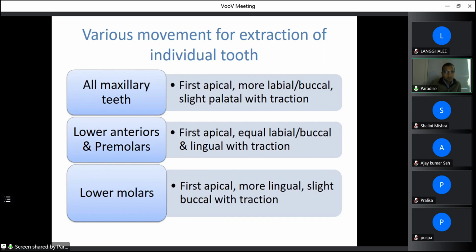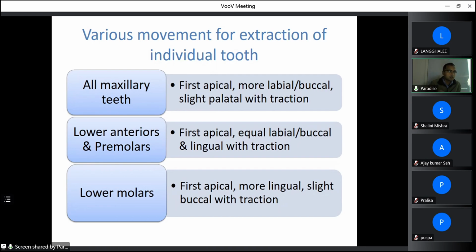Various movements for extraction of individual teeth. For all maxillary teeth, you have to give first apical pressure, then more labial or buccal pressure, slight palatal, with traction. Why more buccal or labial pressure in case of maxillary teeth? Because in the maxilla, buccally the bone is thin and loose, so it can be luxated easily.